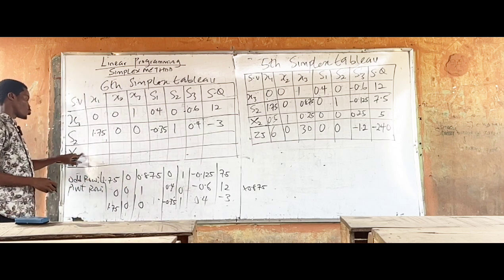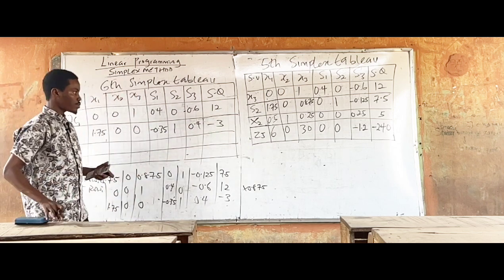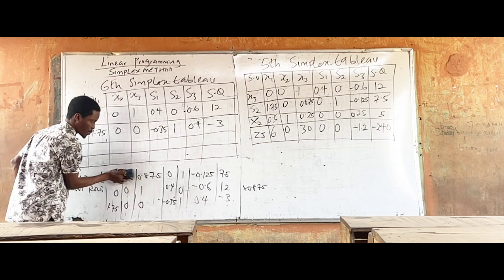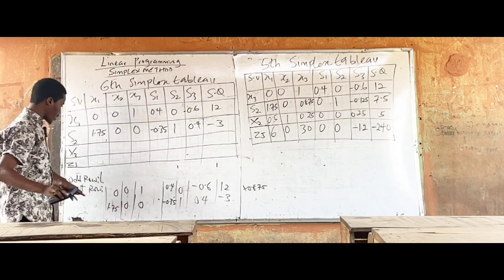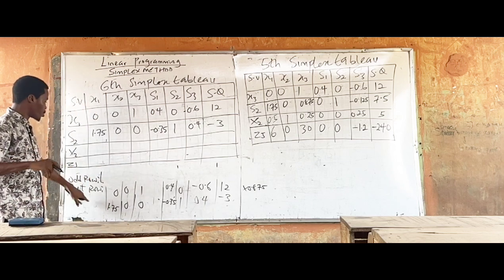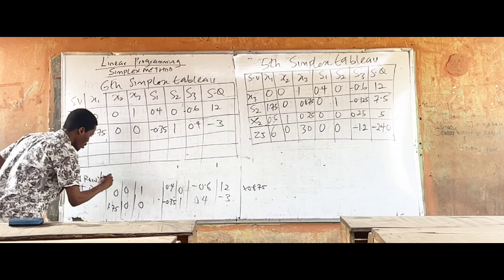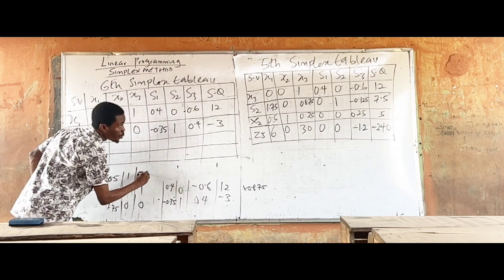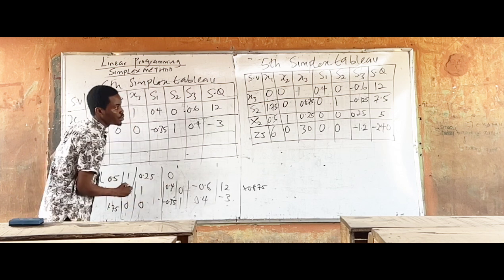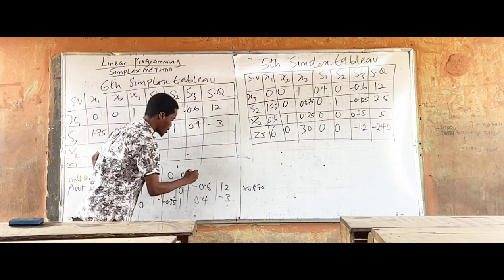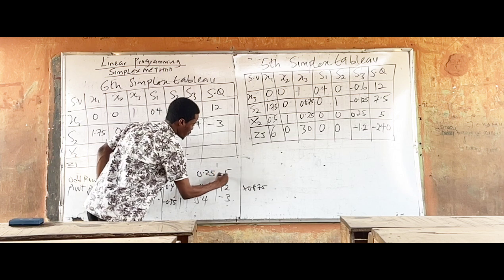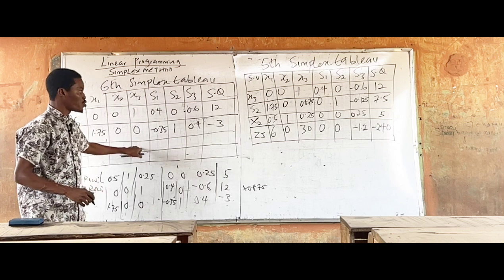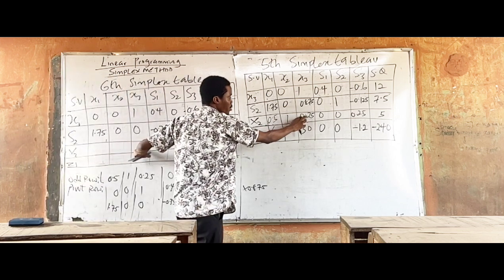So I'll have to do it for S2 also. What's my element in S2? I don't need to clean the pivot row because I'm using each element to subtract from the pivot row. So my element in S2 is 0.5, then 1, 0.25, 0, 0, then 0.25 and 5. My target is to make the element in S2 in my old row to be 0.